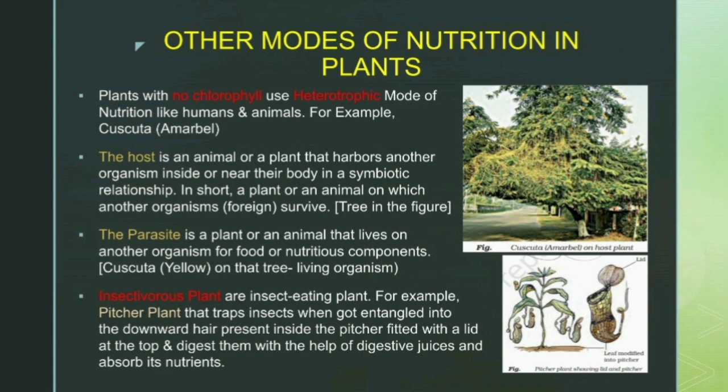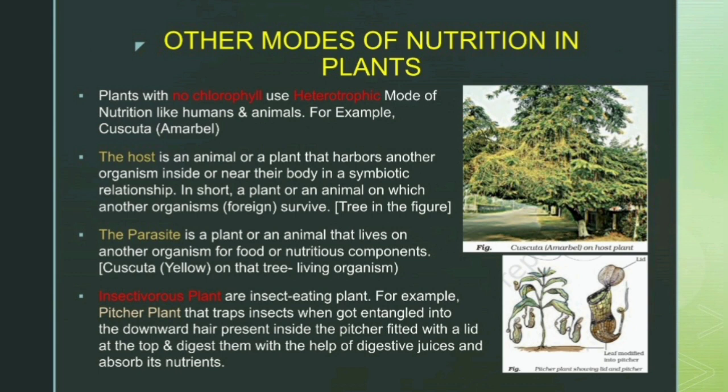And here the host is the tree. And here the parasite is a plant or an animal that lives on another organism for food or nutrition components. And here's the example, Cuscuta, which is yellow in color, living over the tree, the host.